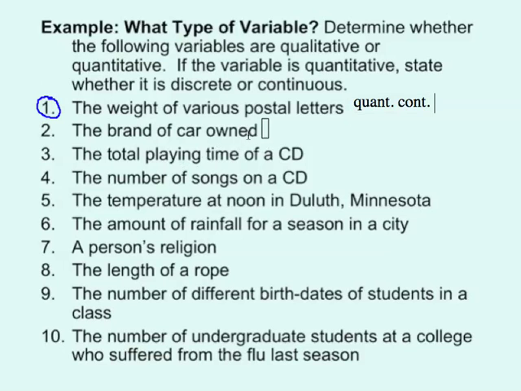Well, the brand of the car you own, what would that be? See, I'm working on this one, number 2 now. Well, let's think about that for a second. Brand of car, okay. Well, brand of car, that's a label, isn't it? That's a category. So that's going to be a qualitative variable. And now I'm done because there's no break between qualitative variables. You are or you're not. Those are categories, right? Okay, let's take a look at total playing time of a CD, all right?